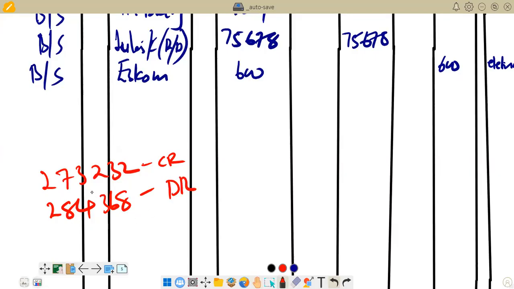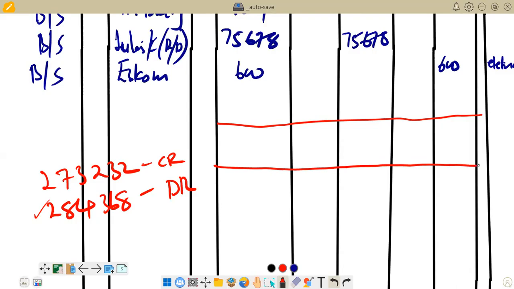So we need to find the balance there. You see that the greater side is the debit side. So this is the side that is going to come between the double lines on both sides. So we can put our double lines there. And then the total that is going to come both sides, that is the bigger total, which is this one. So we are going to have 284,368 there.